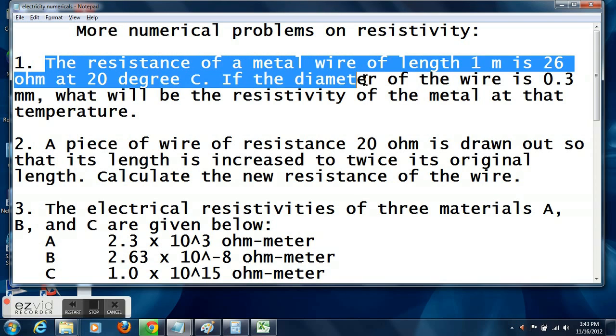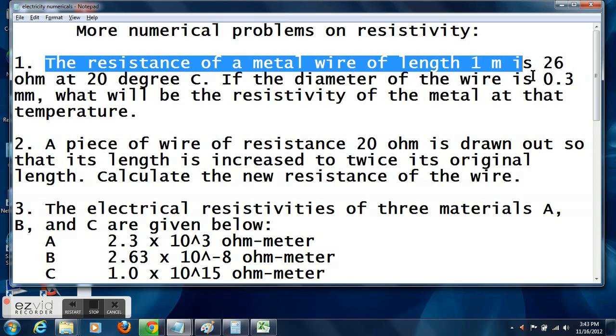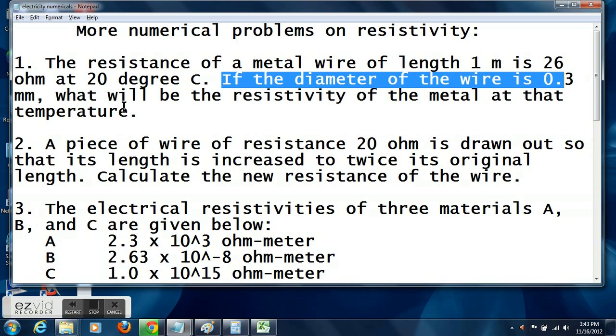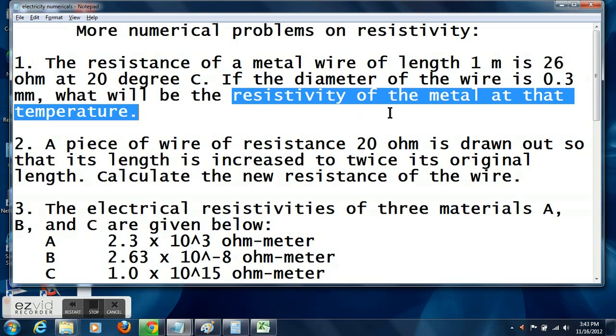The first problem is: the resistance of a metal wire of length 1 meter is 26 ohm at 20 degrees Celsius. If the diameter of the wire is 0.3 millimeter, what will be the resistivity of the metal at that temperature?